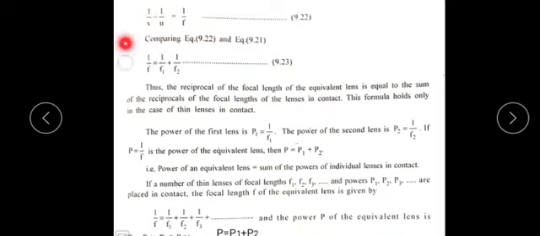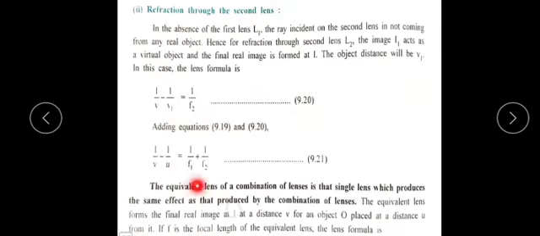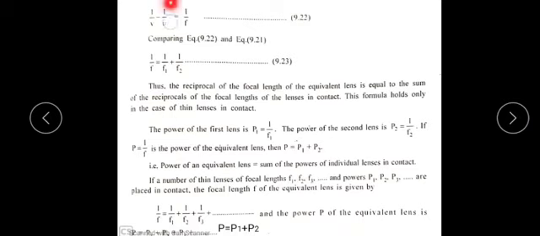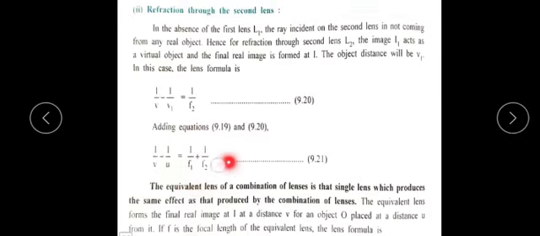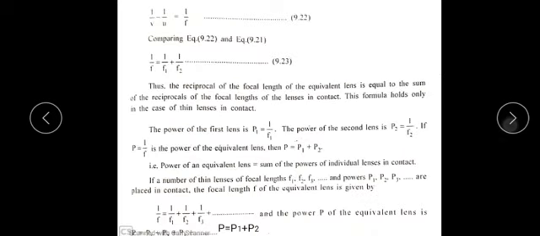Now compare equation number 9.22 and 9.21. See, this is 9.21. On comparing these two equations, the LHS sides are the same: 1 by V minus 1 by U here, and here also 1 by V minus 1 by U. Hence, the RHS must also be equal. That's why 1 by F is equal to 1 by F1 plus 1 by F2. Hence, the above equation becomes 1 by F equal to 1 by F1 plus 1 by F2.